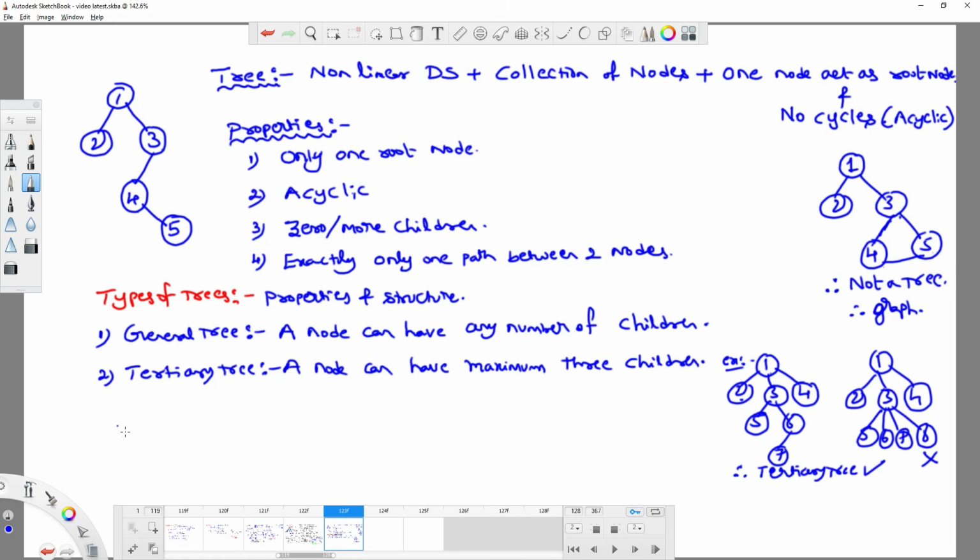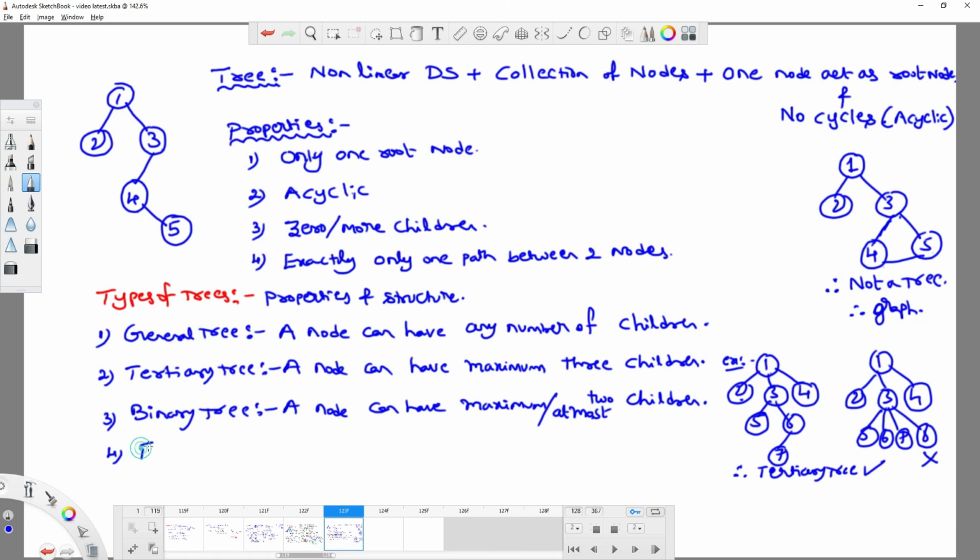Right? Based on this, can you say the definition for binary tree? So if I say something, a node can have maximum, or I can say at most. So at most means what? 0 or 1 or 2 children. A node can have maximum or at most 2 children. We call it binary. Okay.